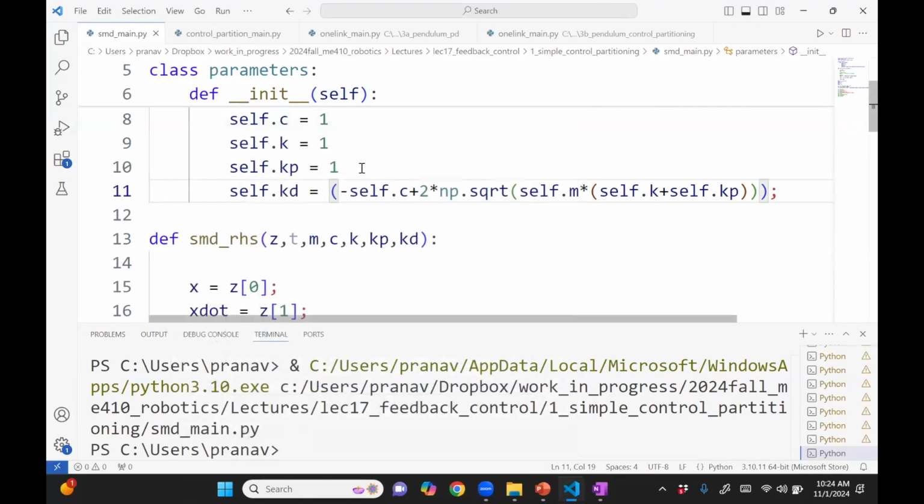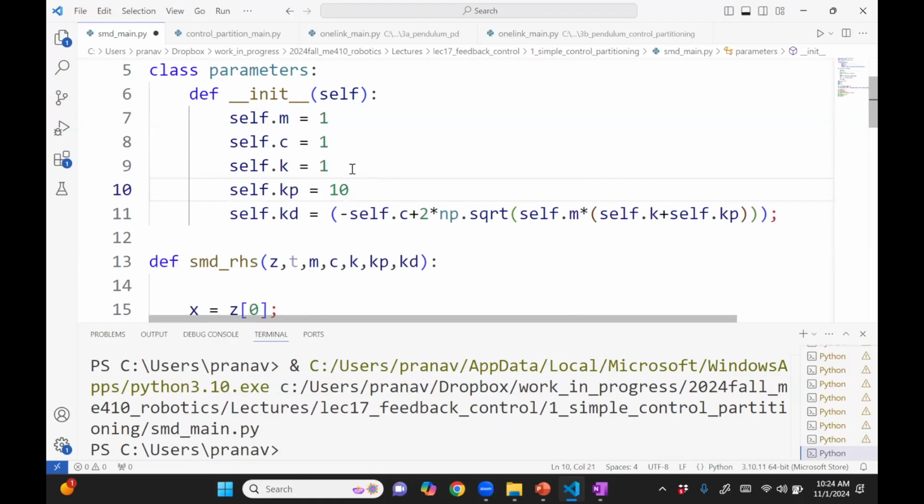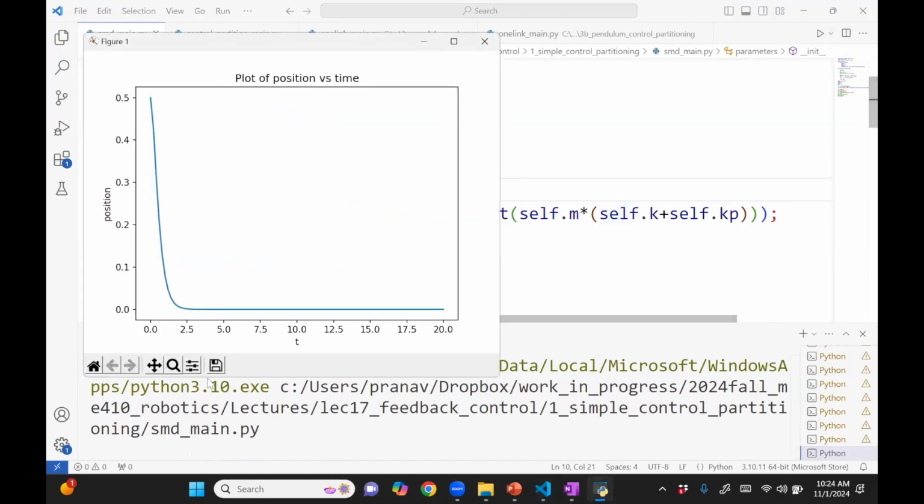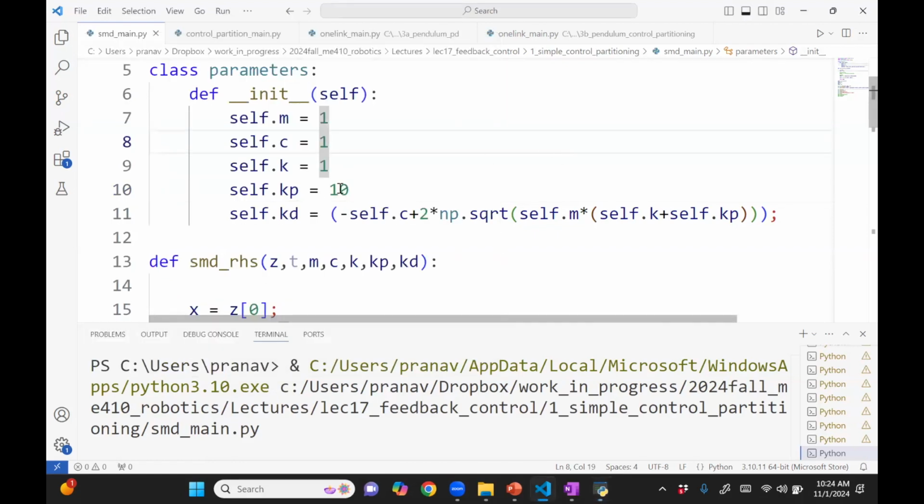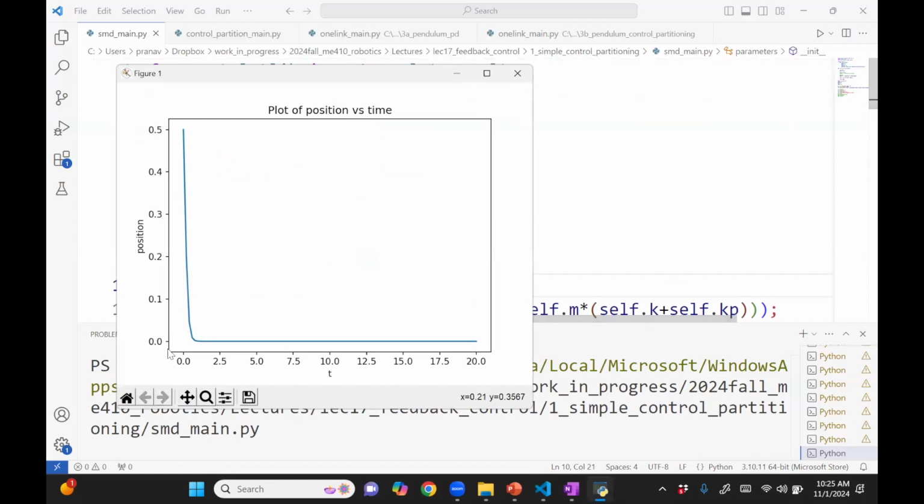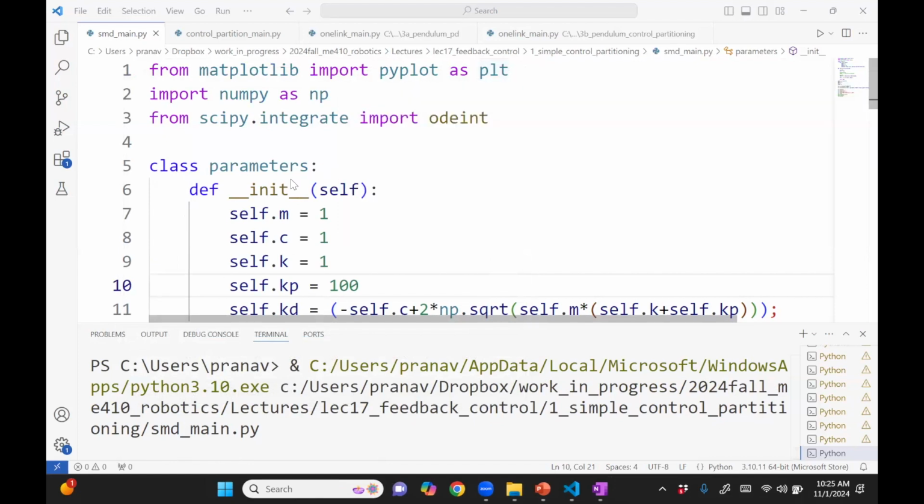Well, Kp is a free parameter. Let's just make it 10 and run this. Remember, 3 seconds was what it took. Now it goes down much before 2.5, maybe about 2 seconds. If you still want to make it faster, you just keep increasing Kp. Now you can see it's spot on. It just goes to 0 immediately. So that's a simple idea to tune a PD control.